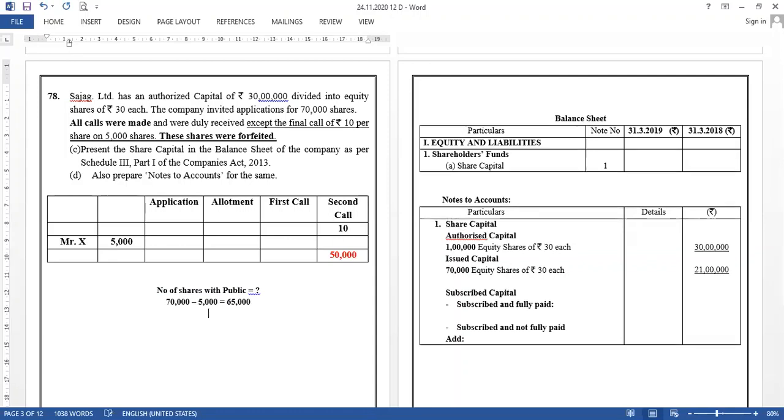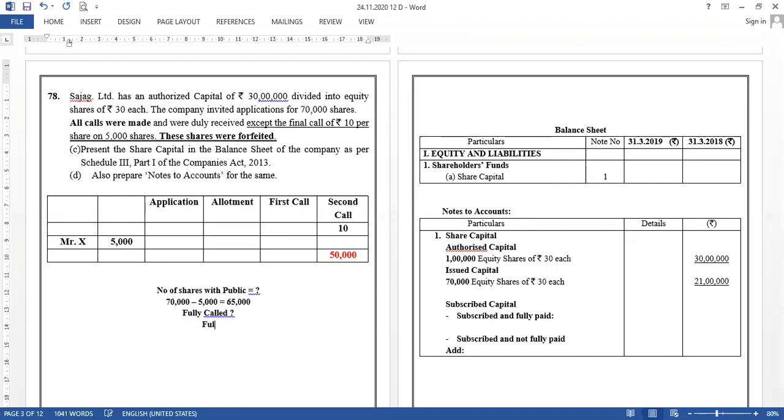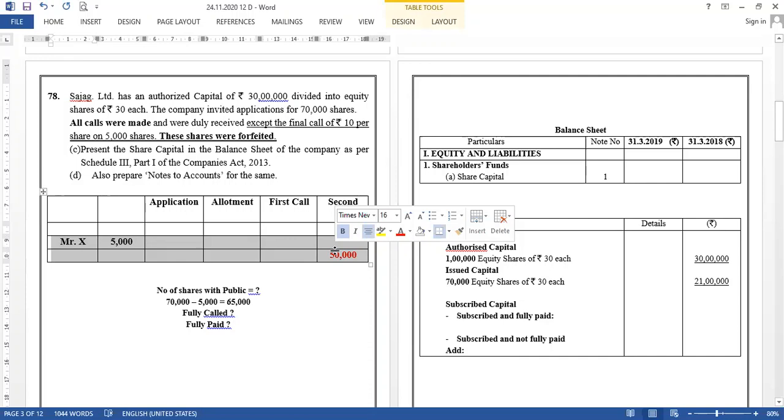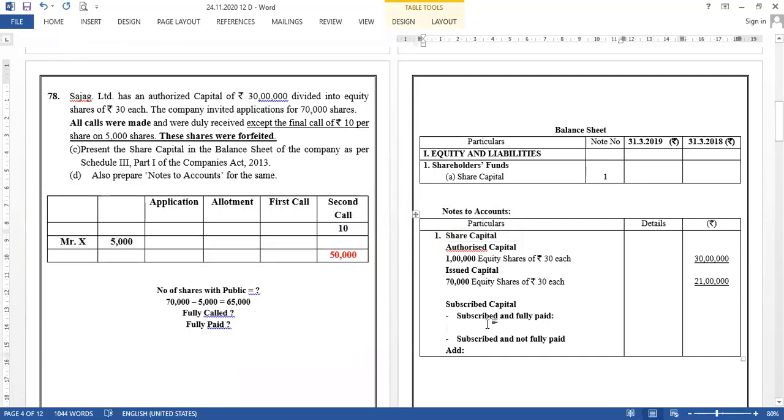Are these 65,000 fully called? Yes or no? Yes, sir. Are these fully paid? Yes or no? Yes, sir. 65,000. We are not talking about the 5,000 shares. Okay, 65,000 fully called, fully paid. So first we write that, right? Let me write this. 65,000 shares. 65,000 equity shares of 30 each, fully called, fully paid.